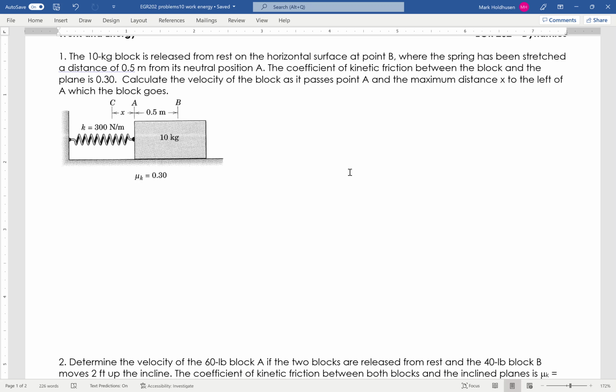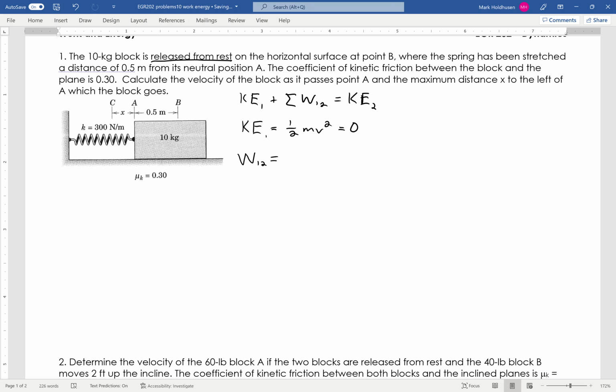Because we're trying to find velocity at specific positions, we're going to use work and energy, where the initial kinetic energy plus all of the work done equals the final kinetic energy. I'll start with the initial kinetic energy, which is 1/2 mv squared, but it's 0 because, as it says, it is released from rest. So there is no kinetic energy initially. Now we have to talk about the work being done between state 1 and state 2.